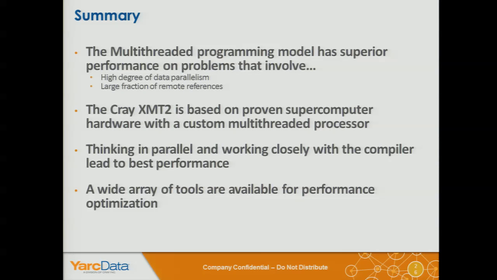It goes without saying that the main difference between the XMT2 and the rest of our line is just this custom multi-threaded processor and the custom operating system that it runs on. Thinking in parallel, as much parallelism as possible, and negotiating with the compiler is your best way to get good performance. And then you can get a very, very detailed look at how your program is running using the array of tools.